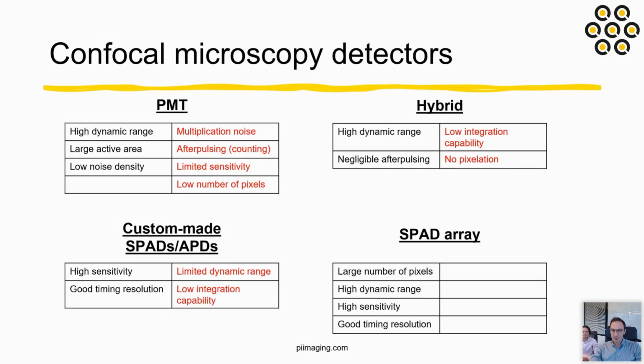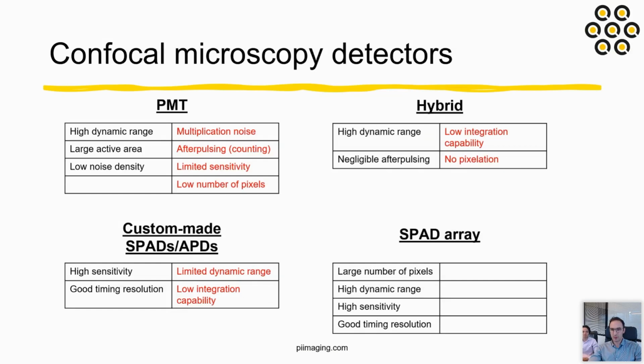For example, PMT is known to be a very good detector with high dynamic range and large active area. However, it suffers from low signal-to-noise ratio due to the following facts: multiplication noise, after pulsing, and limited sensitivity. Hybrid detectors offer high dynamic range as well, but they have no integration capability with other functionality and no pixelation. The same goes for custom-made single pixels or APDs. They have no pixelation, and in addition to that, limited dynamic range.